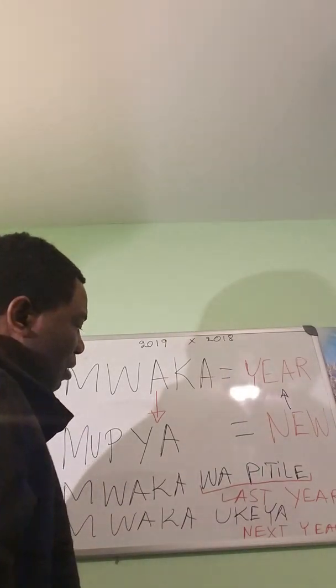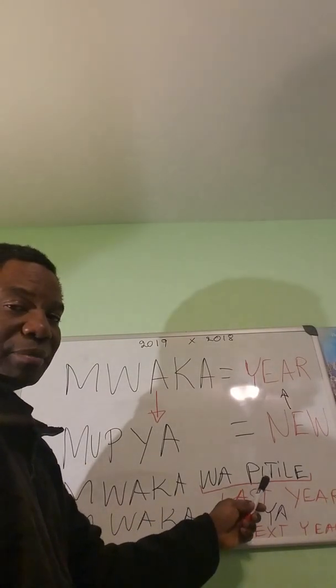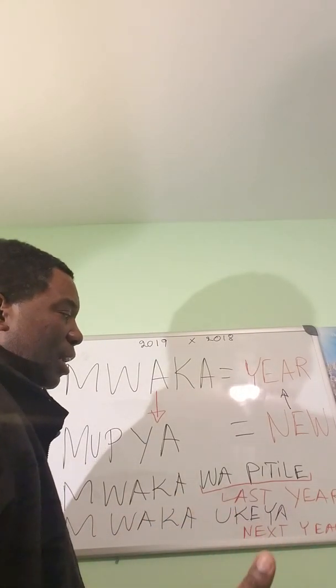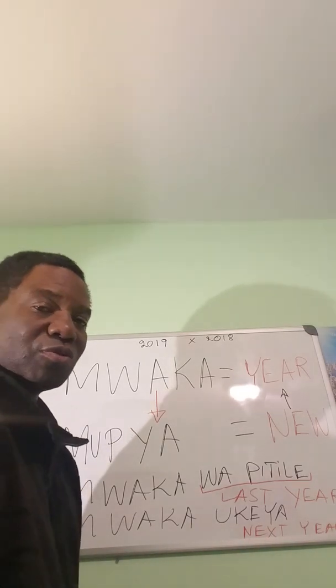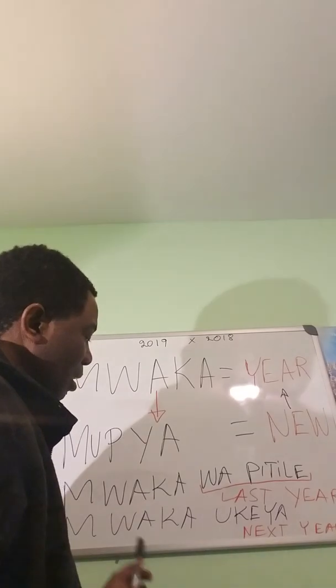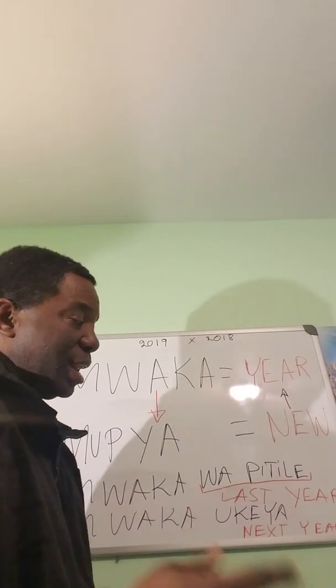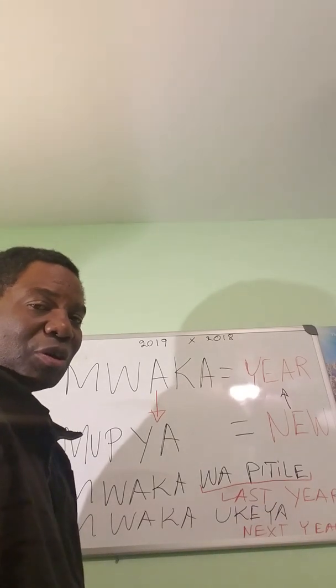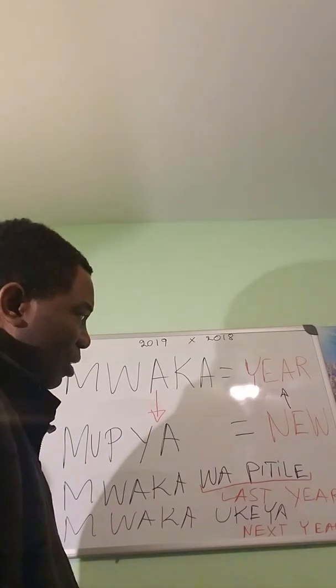That's one thing. Then another thing, we could probably talk about Mwaka Wapitile, which means last year. Mwaka Ukeya is next year. So those were the teachings I have today.